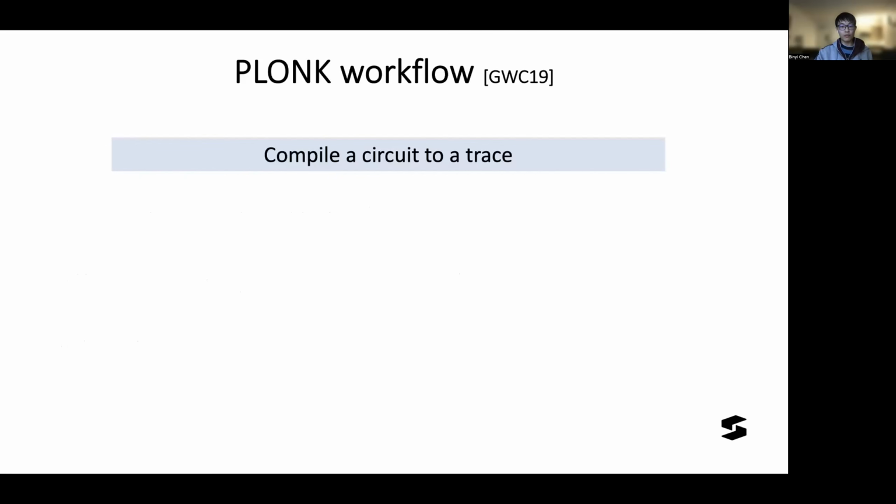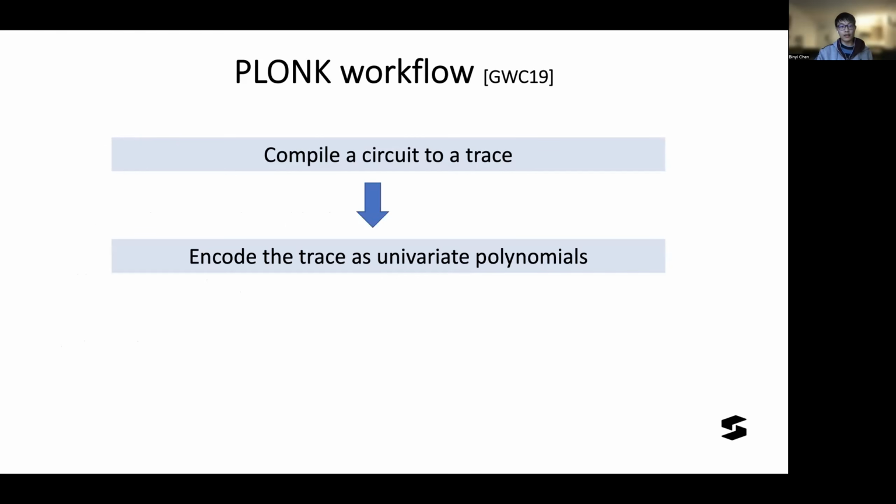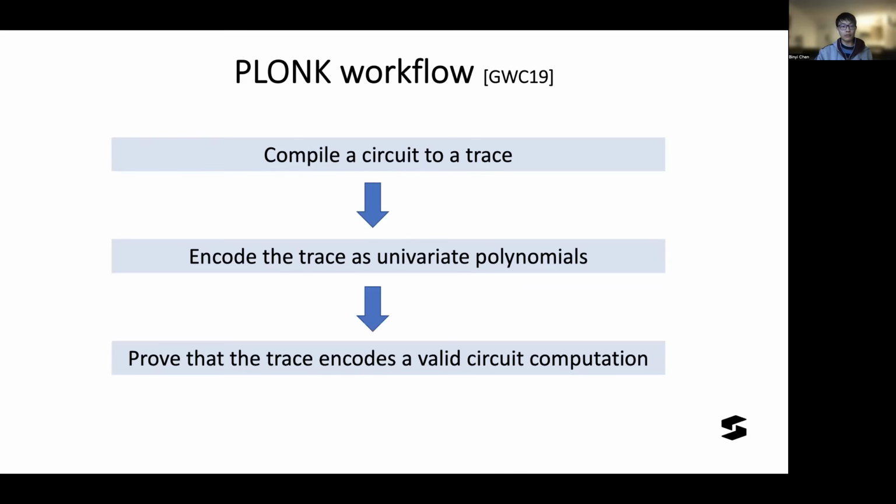So before describing the HyperPlonk poly-IOP, I'll quickly review the workflow of Plonk. Given an arithmetic circuit, the first step in Plonk is to compile the circuit into a trace, which is basically a matrix, and then encode this matrix using univariate polynomials, interpolating them. Then I need to prove that this trace, or these polynomials, exactly encode a valid circuit computation, meaning that the circuit will output 0 given these gate values.